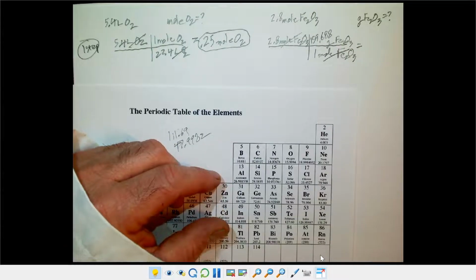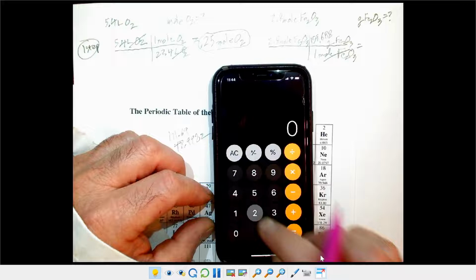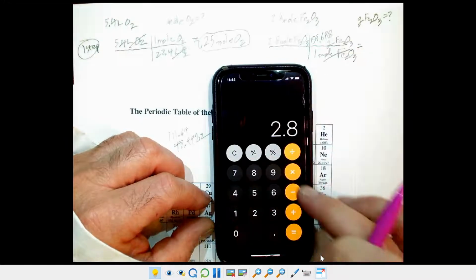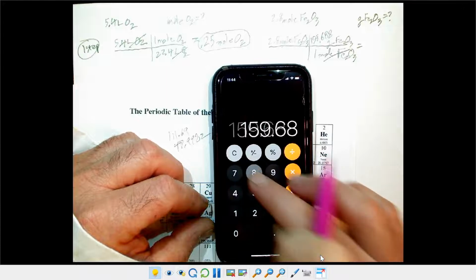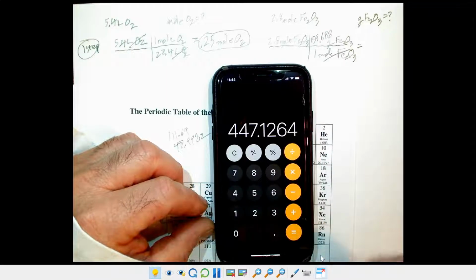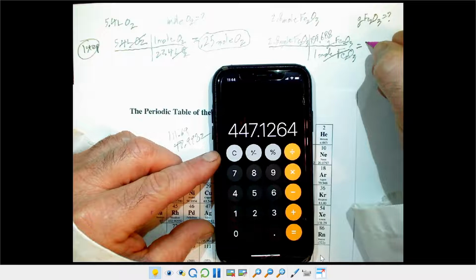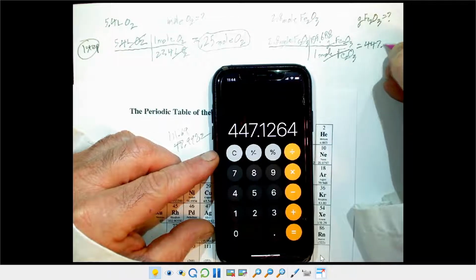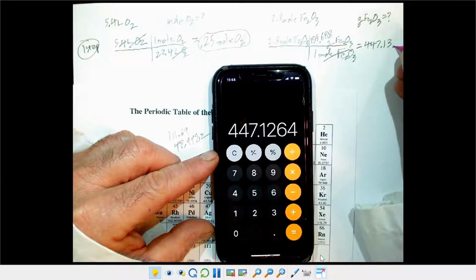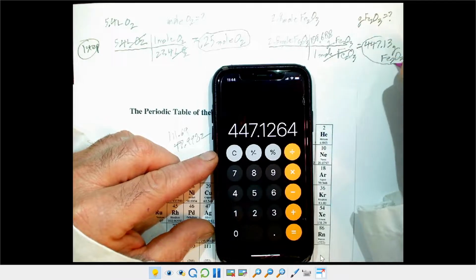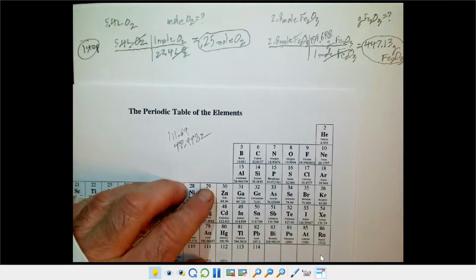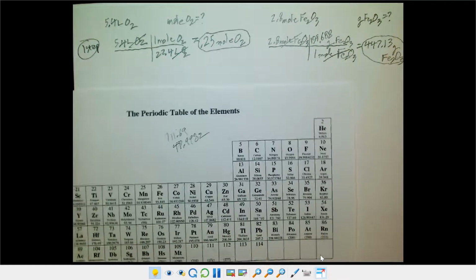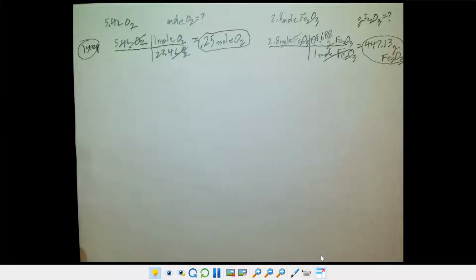All right, so now let's go ahead and do the math. We're going to take 2.8. This is in the numerator, so we're going to multiply it by the 159.688. And then we're going to divide that by 1, which is the same number, and that gives us 447.13 grams of Fe2O3. All right, so there's another example of a one-step problem and how you would use this mole map to help you solve that. So let's now go ahead and do some two-step problems.